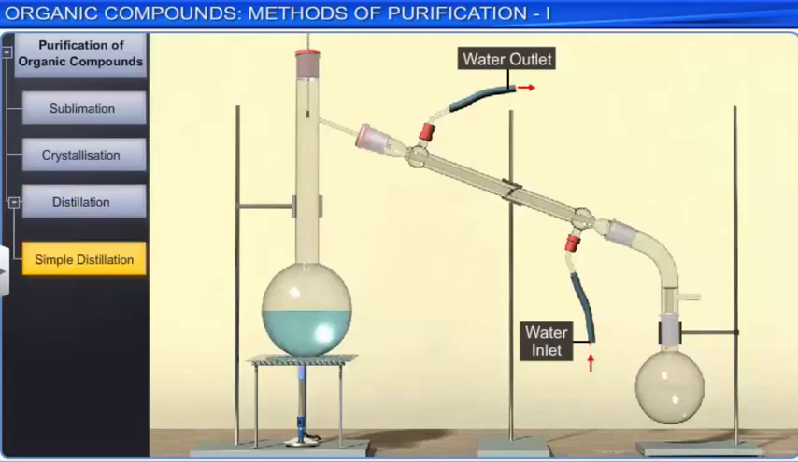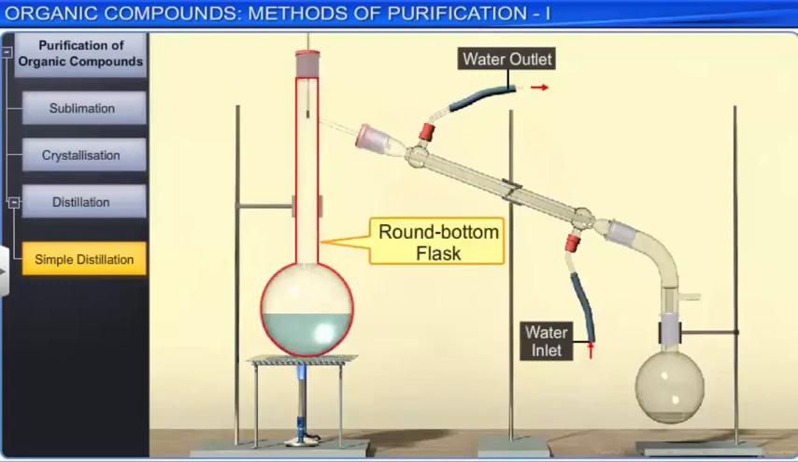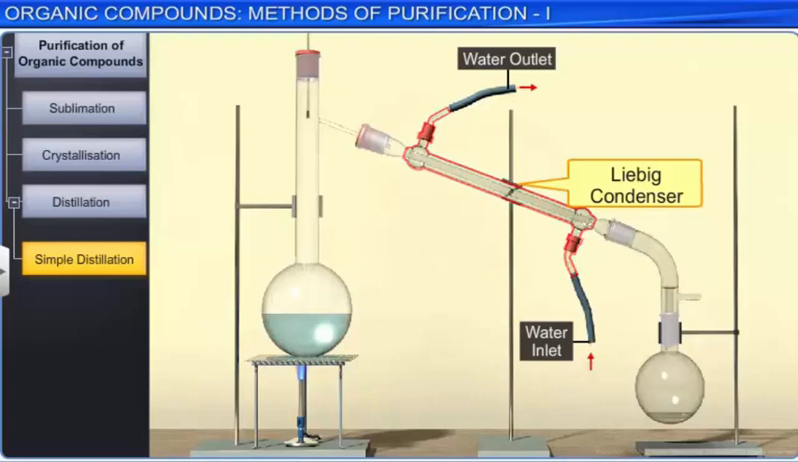Simple distillation is used when the liquids in the mixture differ appreciably in their boiling points. For example, a mixture of chloroform and aniline, which differ in their boiling point by 123 degrees Celsius, are separated by this technique. In this method, the liquid mixture is taken in a round bottom flask which is fitted to a Liebig condenser and heated.